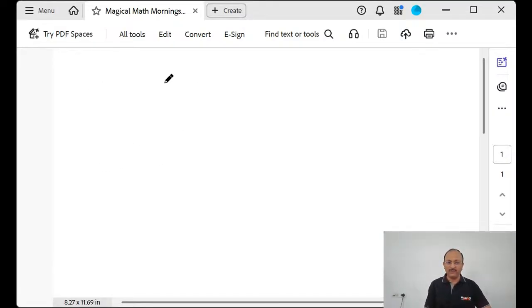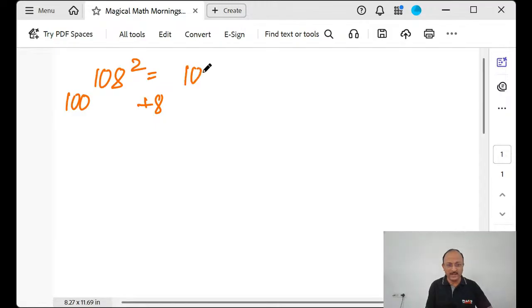Just to recap what we learned yesterday, suppose you want to find out 108 square. This is closer to the base of 100. So how much is it deviating from 100? Plus 8, correct? So you add 108 plus 8, it will become 116. And the right hand part is the deviation square, 8 square, that is 64. So 11664. Yes, the students who attended yesterday are answering directly. This technique, we are going to extend today.